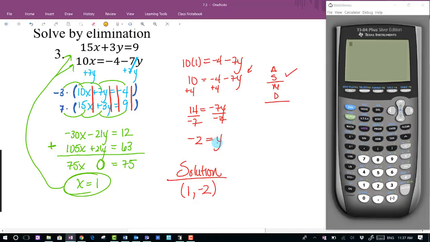which is the y-coordinate. Okay, we've covered how to solve by elimination if our columns are set up and if we don't have same and opposite like terms.